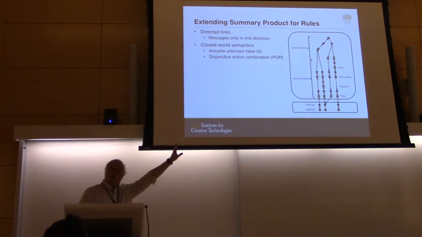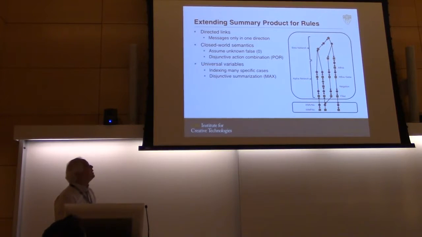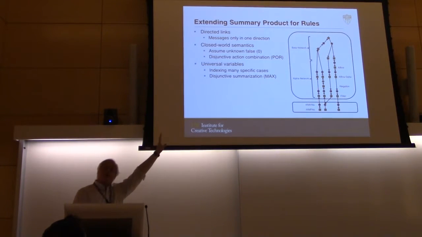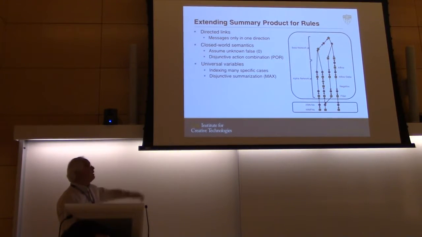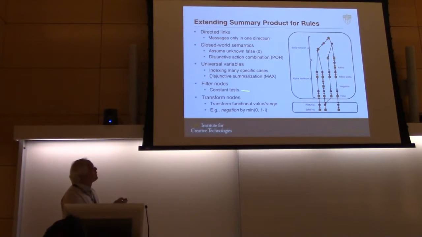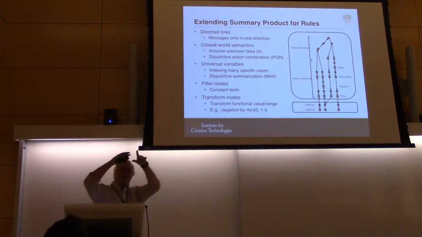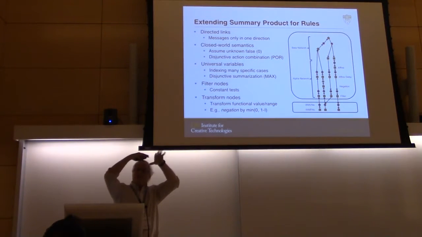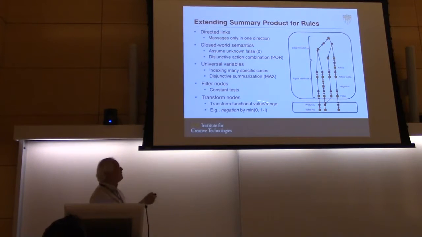Going beyond the open world semantics, which are standard in graphical models, to closed world semantics, which you need in rules. Going beyond random variables to universal variables, where any number of the elements can be true. We haven't gotten rid of the original things, but we provided these as alternatives. Filter nodes, which provide constant tests and things like that. And transform nodes, which essentially transform directly the range or the functional value of a function in order to do things like negated conditions.